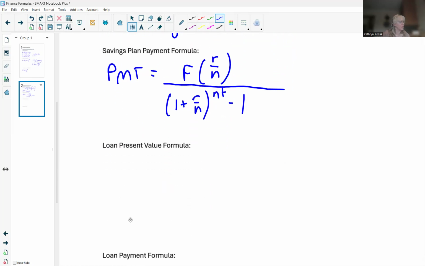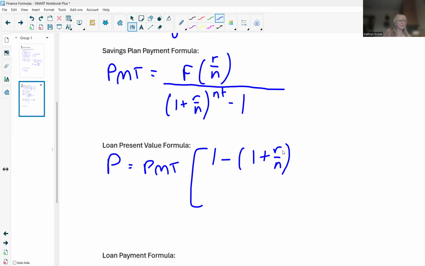Then we also have a loan present value formula. So this is a present value, so it's P for present value is equal to your payment, PMT, times 1 minus 1 plus R over N to the negative N times T, all over R over N. So that would tell you your present value for a loan you might have with a certain payment.